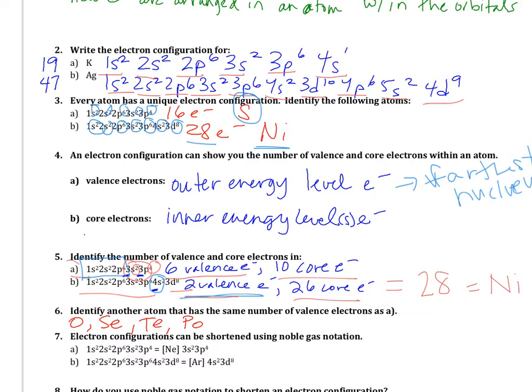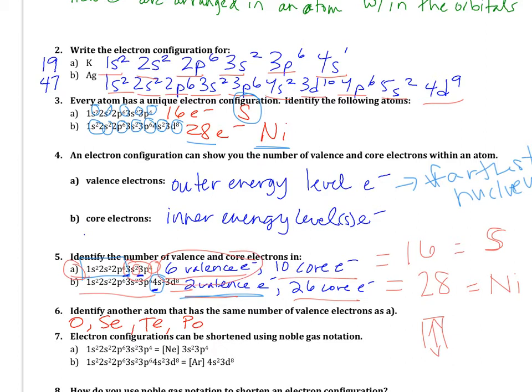Now, if we look at letter A here, let's say we wanted to identify another atom that has the same number of valence electrons as letter A. The first thing we would do is determine that in letter A we have a total of 16 electrons, and on my periodic table I can see that 16 electrons is the element sulfur. If I were to write the electron configuration for any of the other elements in the same column, and picture columns going up and down, as sulfur, I would see that all of those atoms would have 6 valence electrons.